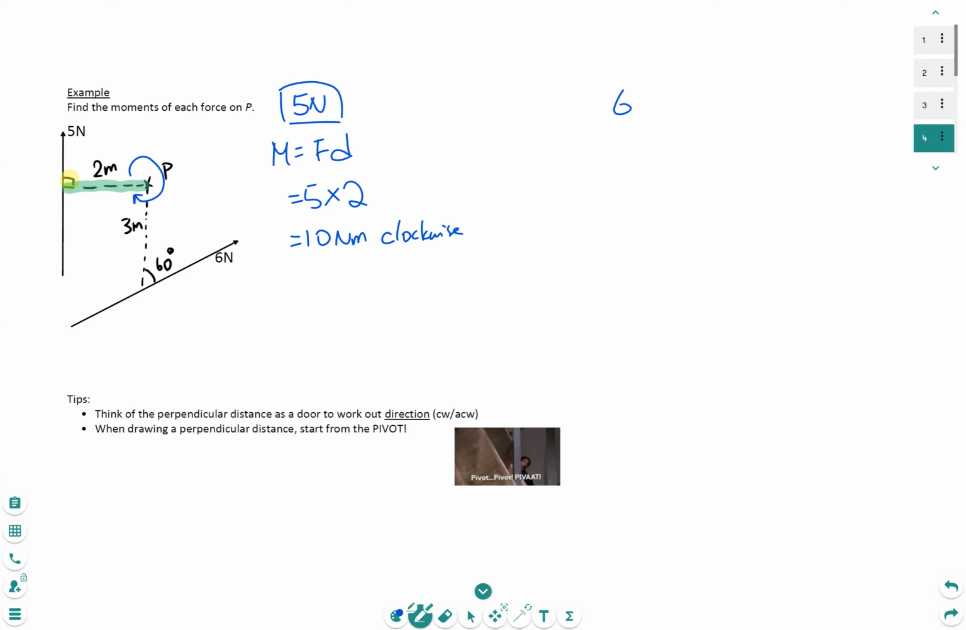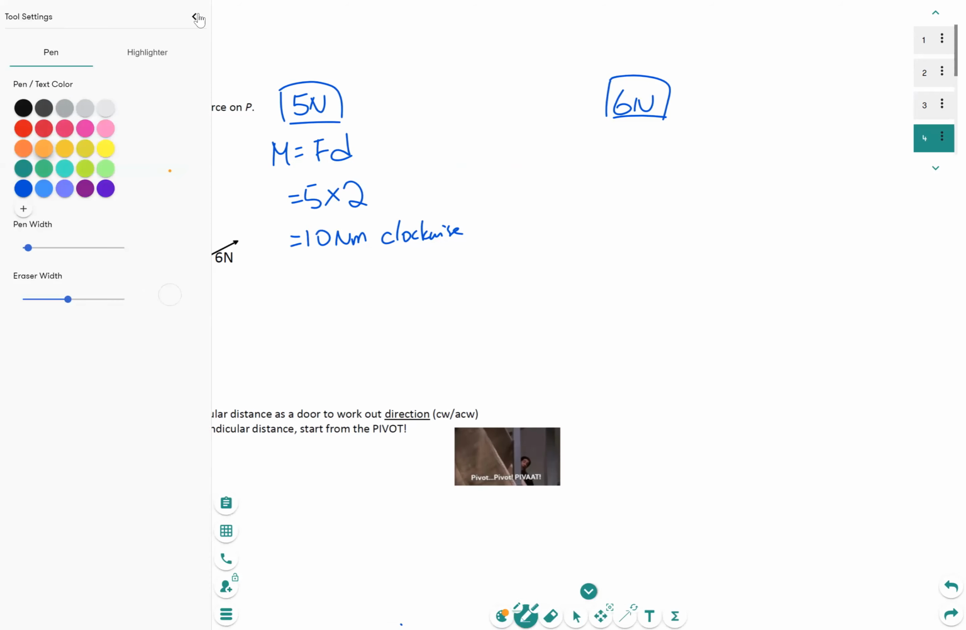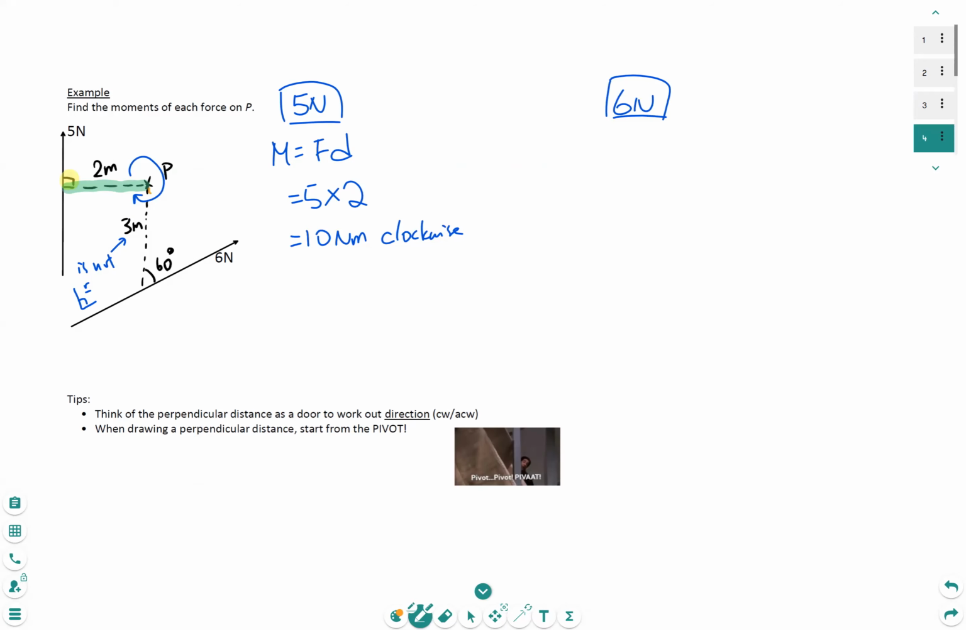Next, for the 6 Newton force, however, you can see this time it's not 90 degrees. So this distance is not a perpendicular distance. That's the symbol for perpendicular: a right angle. This is not perpendicular, so we have to find the distance first. So how do we do that? Well, we draw a perpendicular line from the pivot to the 6 Newton force. Let me use a different color. From the pivot, go down to the force, and that will be the distance.